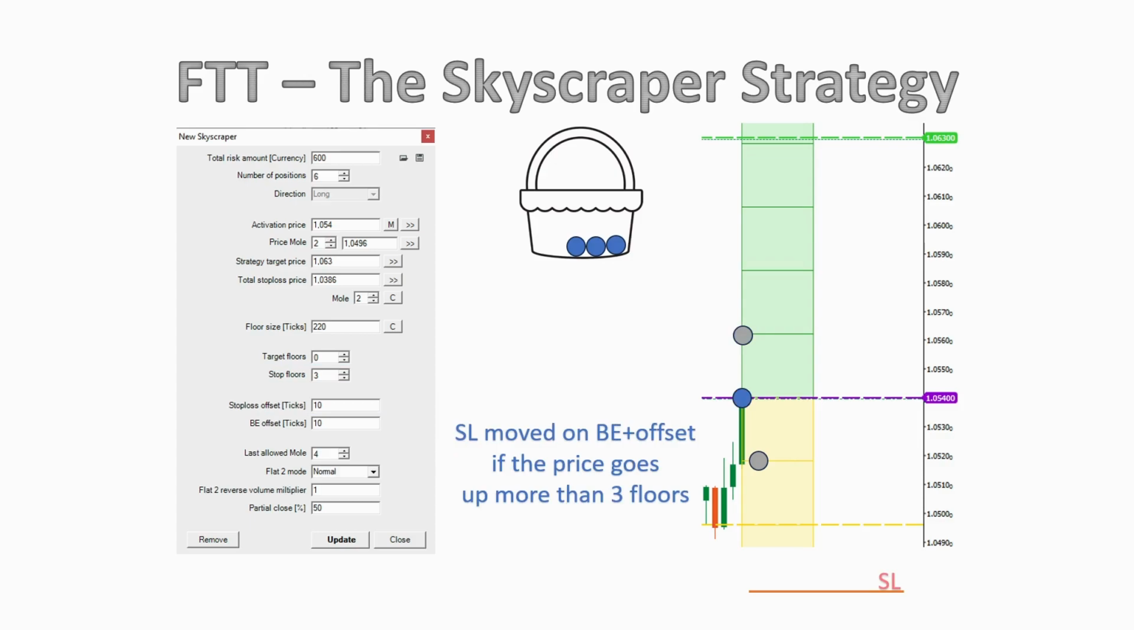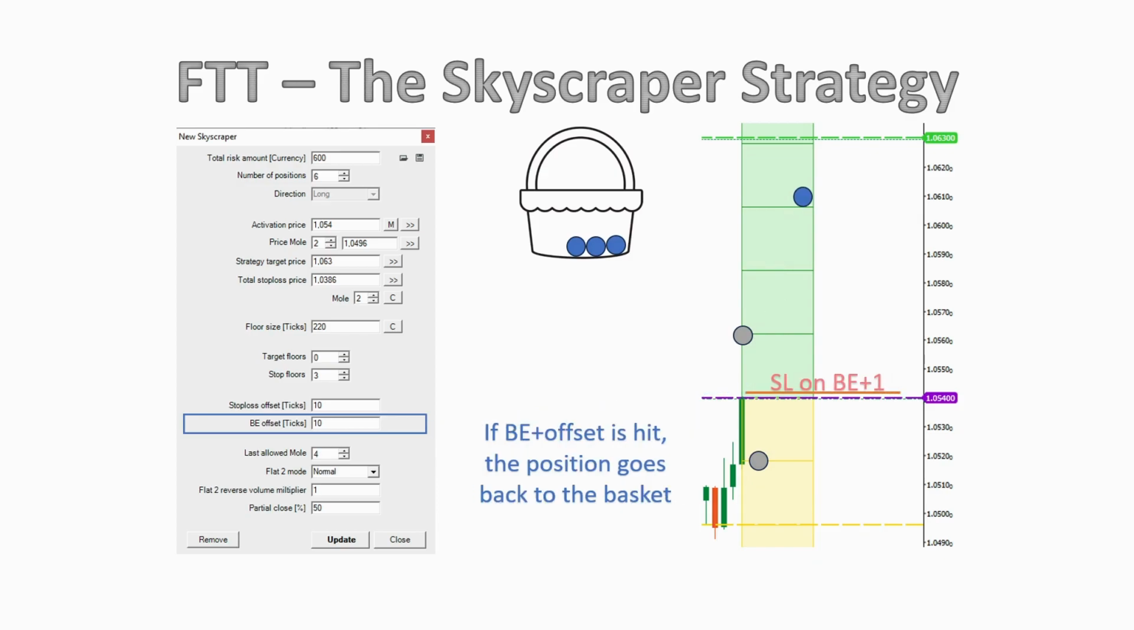When the price moves 3 floors higher than the entry price of any position, the stop loss will automatically move to the break-even level plus the value of the offset setting. If the price returns to the adjusted stop loss on break-even, the position is closed without loss and returned to the basket to be used again if necessary.